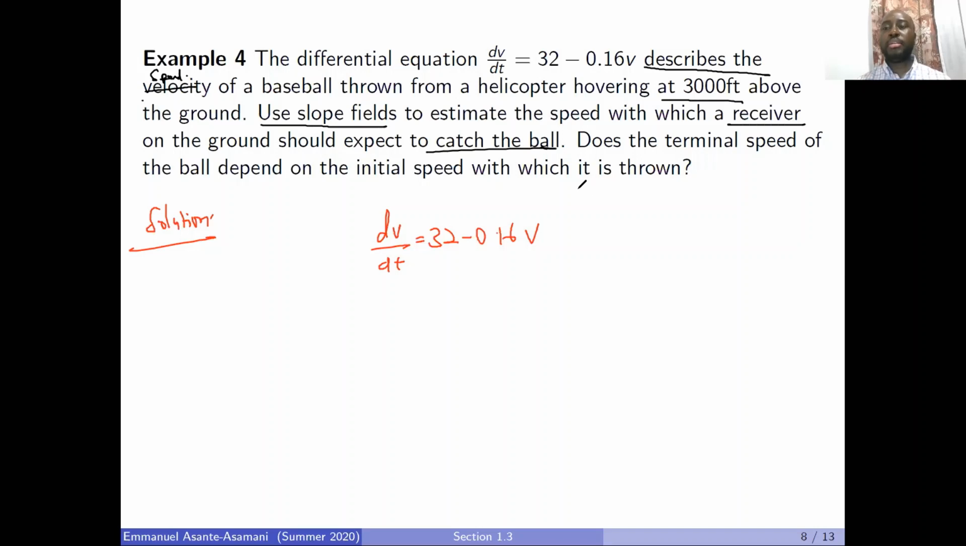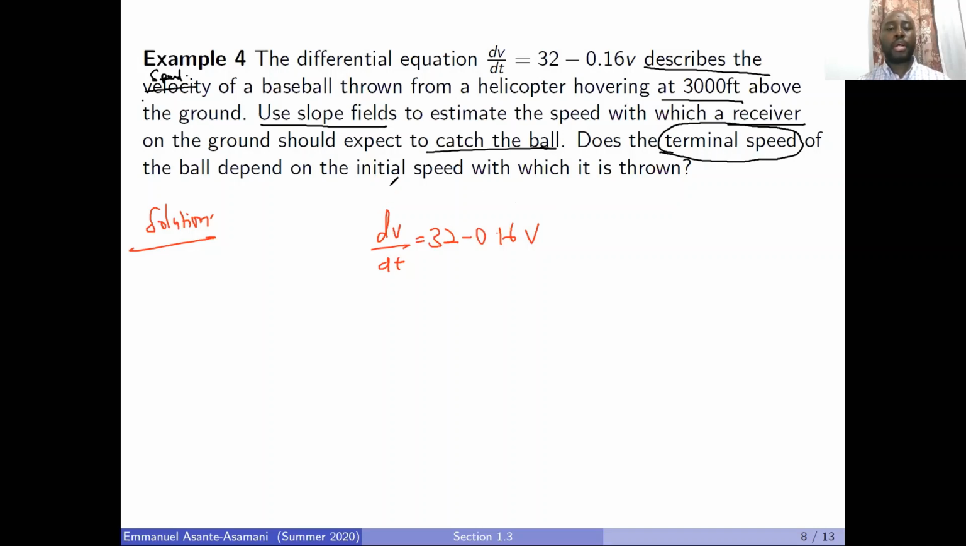Now, whatever speed that the receiver is going to catch the ball at is going to be around the terminal speed. And I'm going to explain what the terminal speed actually means. For those of you who have done some physics, you probably have an idea what the terminal speed is. But the idea of terminal speed is really that you throw something from a height above the ground. Because of the presence of air resistance, eventually that object is going to move at a constant velocity. And so that's really the velocity that we are trying to estimate, so that we know what speed to expect the ball to be at when we are on the ground.